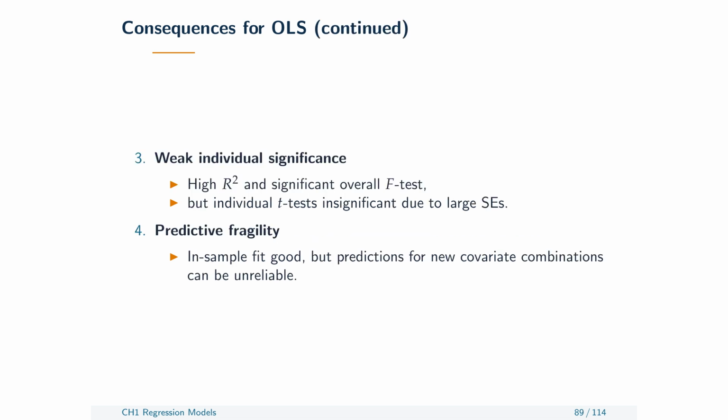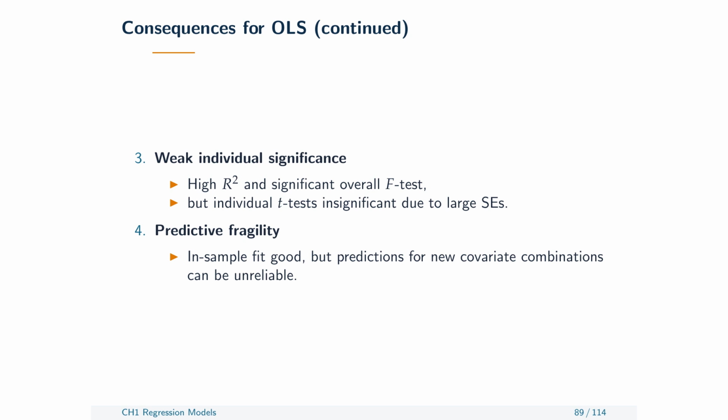A characteristic pattern is a high R squared and a significant overall F test alongside weak individual t statistics. The regressors may collectively explain y well, while their individual contributions remain hard to separate. This pattern can suggest multicollinearity, but it is not sufficient by itself because weak t statistics have many other causes.